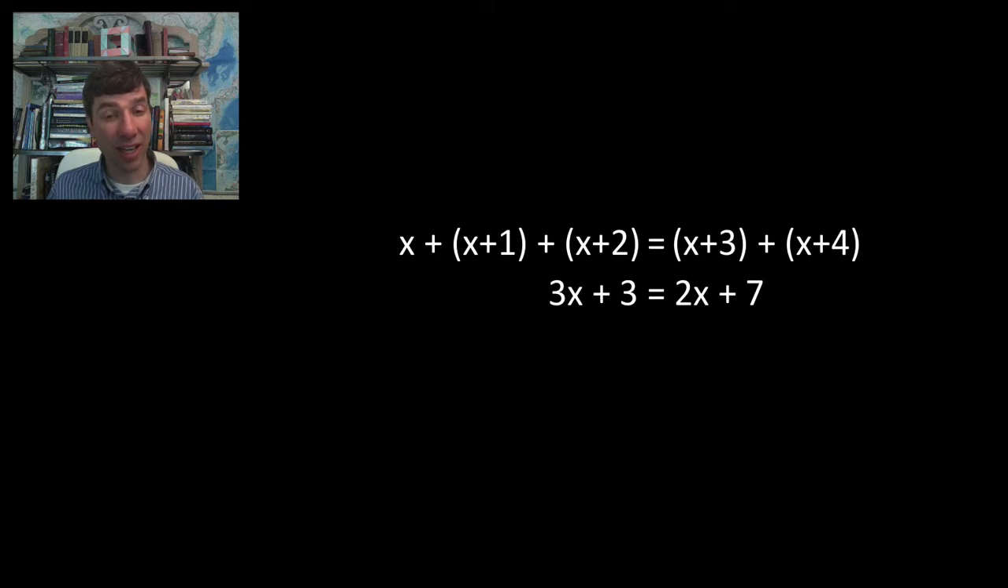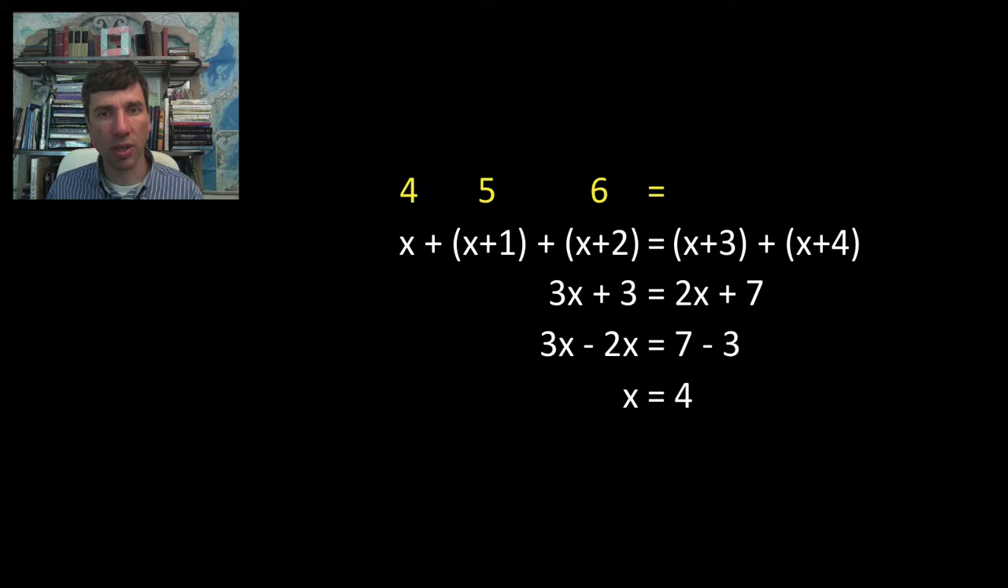And then I learned that I needed to group the terms. So I'm going to take the 2x on the right and bring it over to the left, and I'm going to bring the 3 on the left and bring it over to the right. Let's see what happens. Now I get 3x minus 2x is equal to 7 minus 3. And I can solve that. That means that x is equal to 4. What does that mean? Well, that means that the 3 numbers on the right are 4, 5, and 6, and that's equal to 7 plus 8. So 4 plus 5 plus 6, that's 15, and 7 plus 8, that's 15 as well.